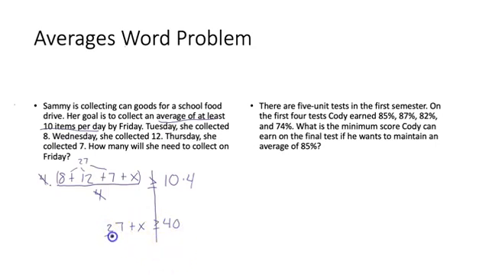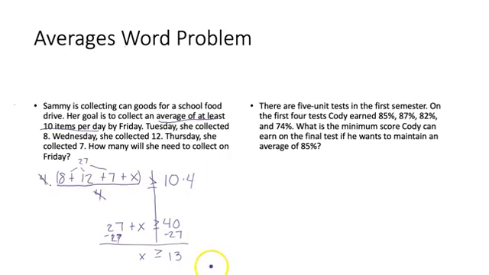I'm still solving for x, so I'm going to subtract the 27 from both sides. And I know that if she wants to collect an average of 10 per day, on Friday she's going to need to collect at least 13.